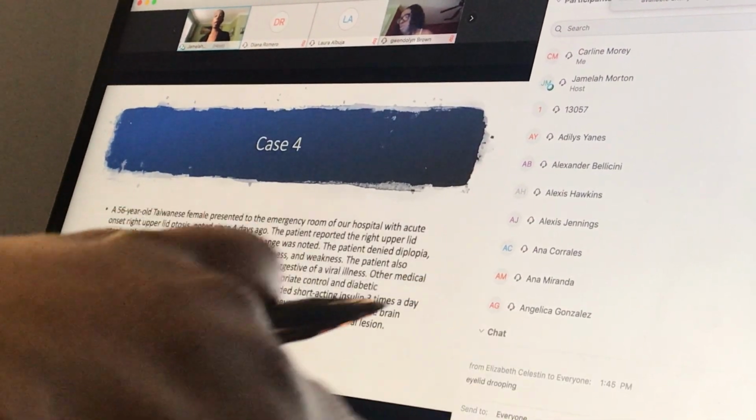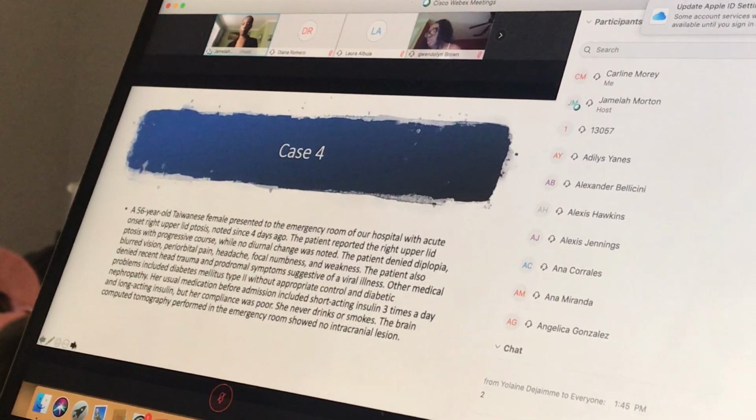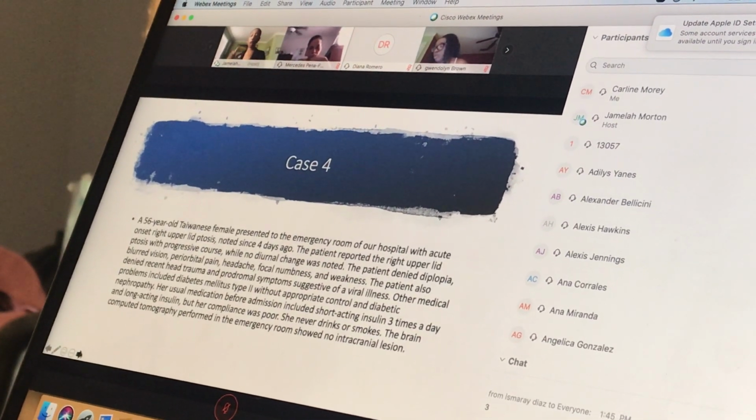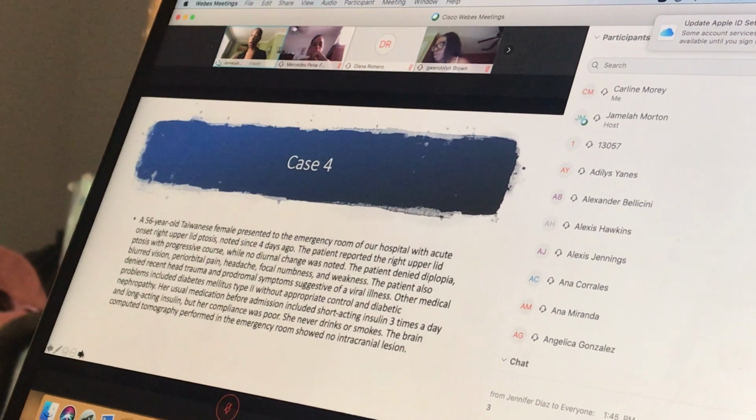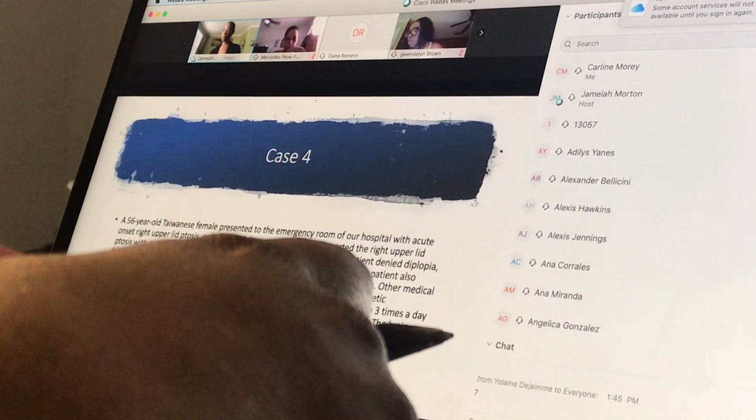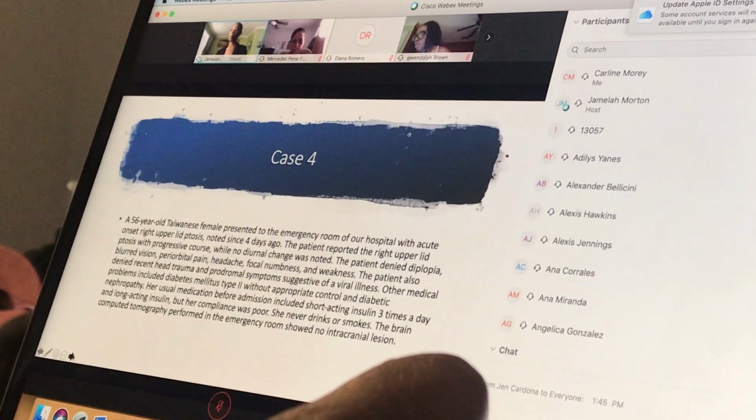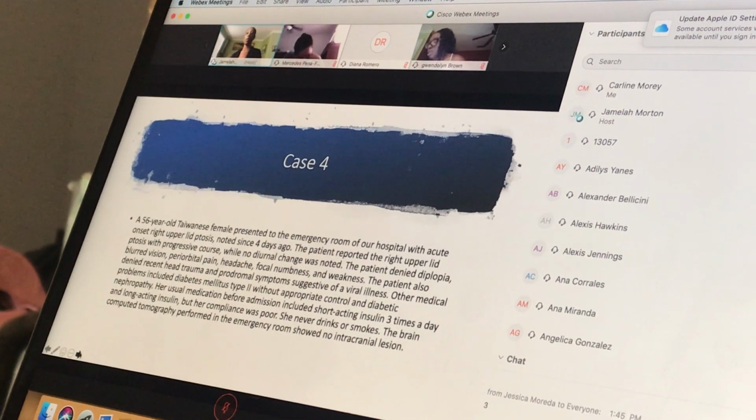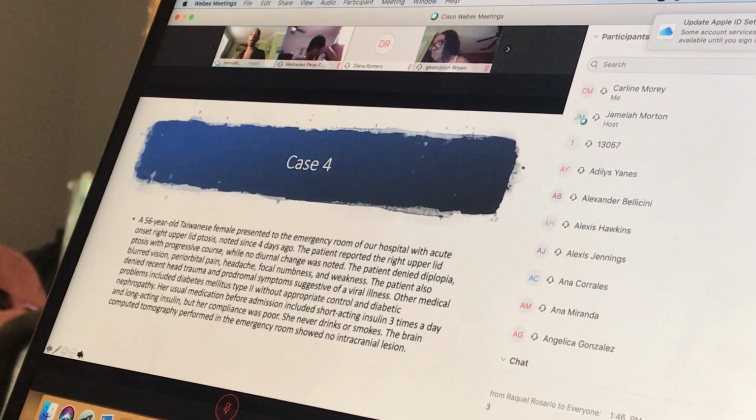Which cranial nerve controls the eyelid? Which cranial nerve opens the eyes? 7. Oh no, 3. Cranial nerve 7 closes the eye. Cranial nerve 3 opens the eye. So if I have a lid drooping, is that a deficit in 7 or 3? In 3, yes, because that means they can't open the eye. That's why the eyelid is drooping. So if you have a ptosis, you know that there's something going on with cranial nerve 3.